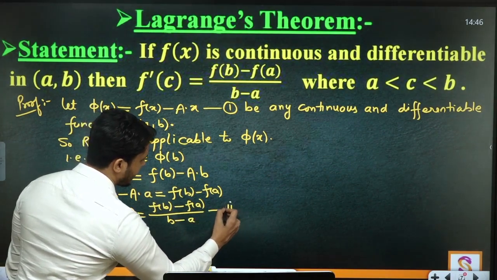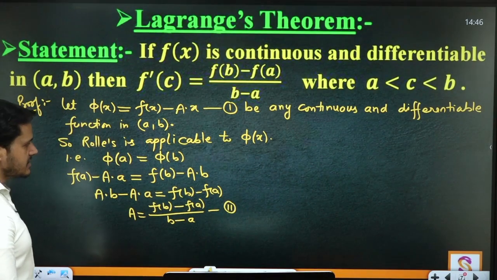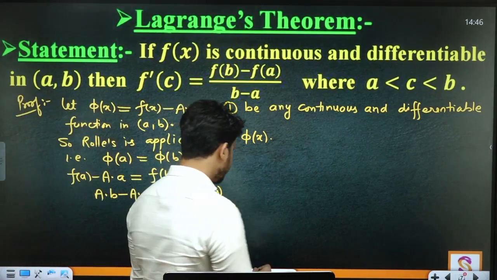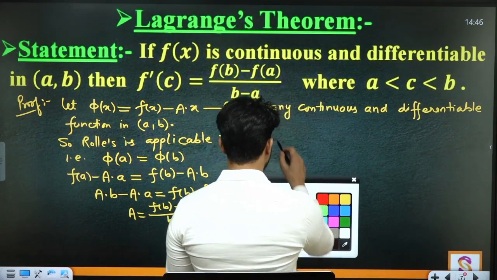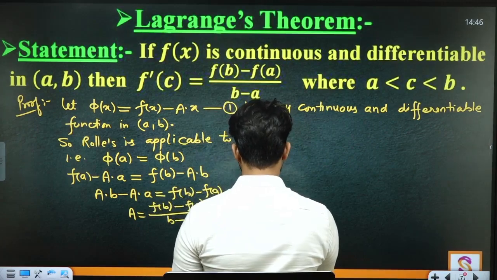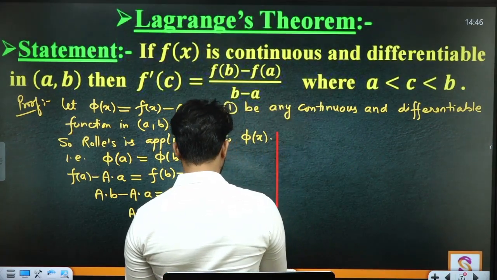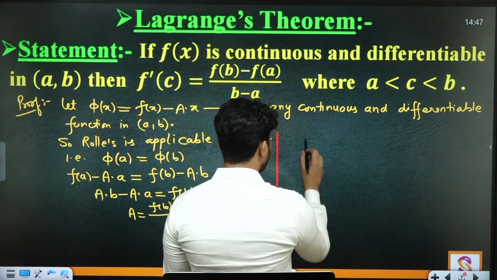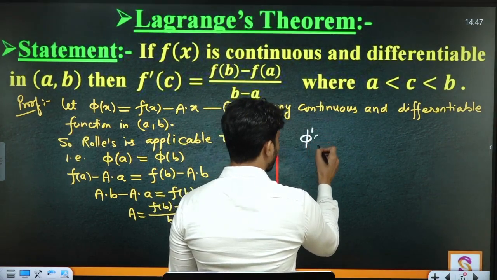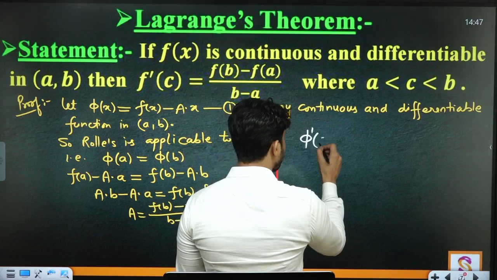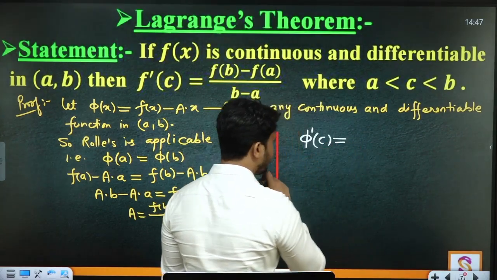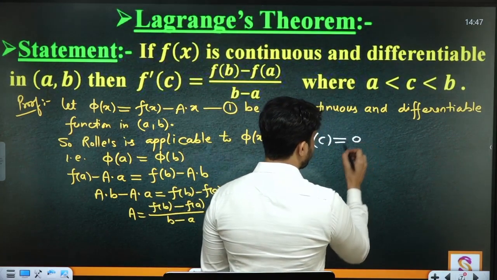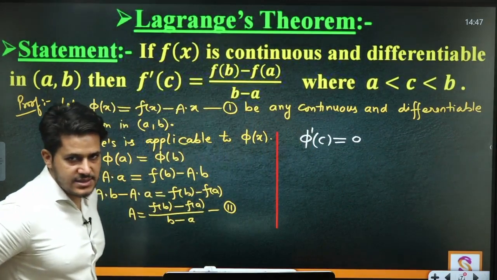This will be your second equation. Now equation third, वो कैसे करेंगे, phi dash c equal to 0. So we are applying this theorem, Rolle's theorem, on phi. So phi dash c equal to 0.